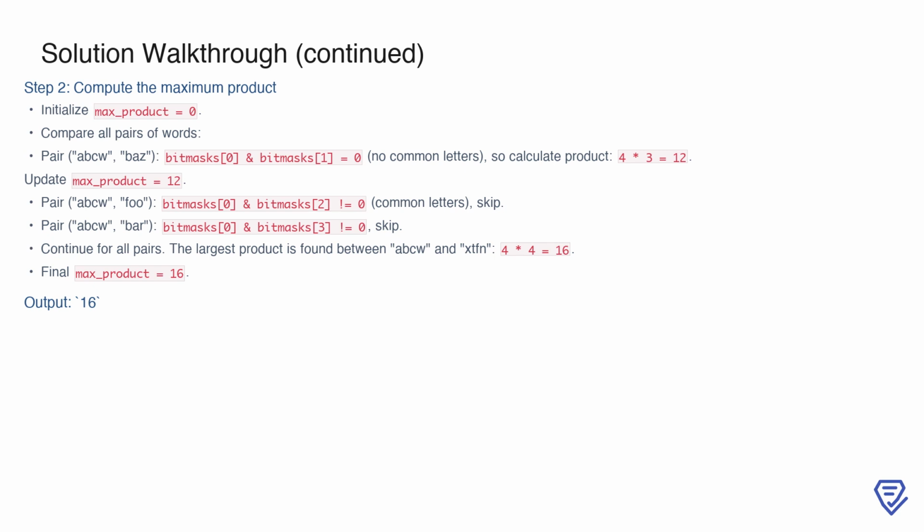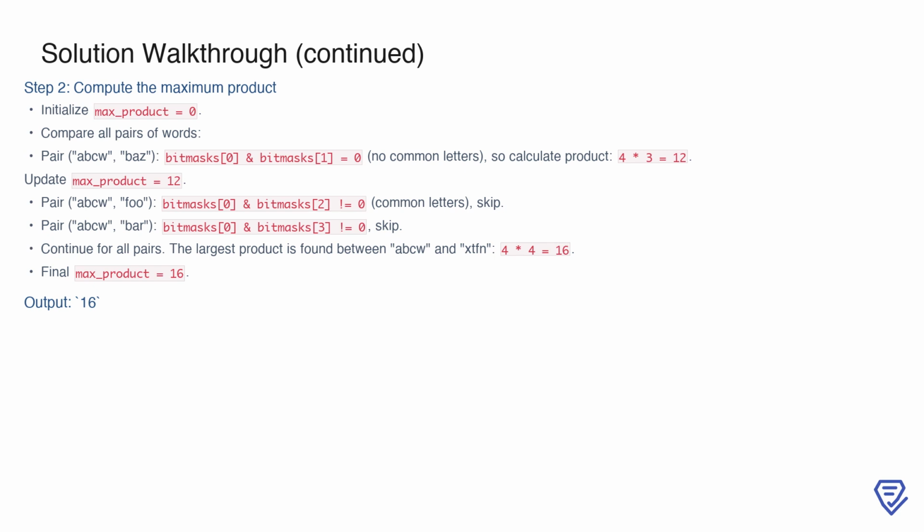Now that we have the bitmasks, we proceed to compute the maximum product of the lengths of two words that share no common letters. To do this, we initialize max_product to 0 and compare all pairs of words using their bitmasks. If the bitwise AND of their bitmasks is 0, it means the words have no overlapping letters, and we calculate their product. For example, abq and baz have no common letters, so their product is 4 times 3, which equals 12. We update max_product to 12.